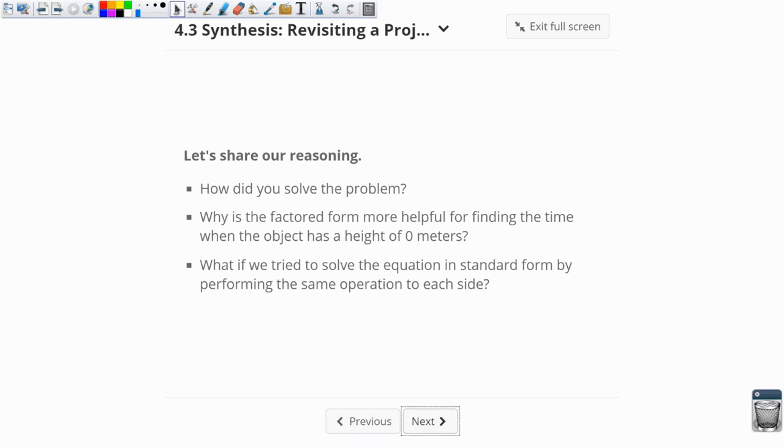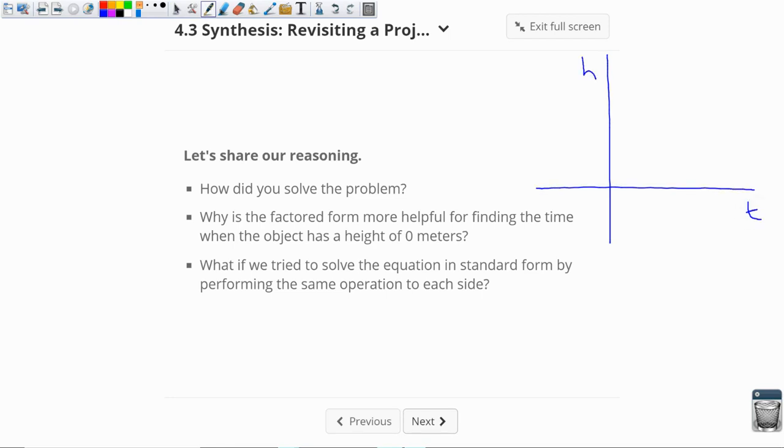All right, how did we solve the problem? Well, we set each factor equal to 0. Why is factored form more helpful for finding the time when the object has a height of 0? Well, here is our height, and this is time. If I want to know when the height is 0, here the height is 10, 9, 8, 7, 6, 5, 4, 3, 2, 1, 0. Height is 0 right here on the ground. So if I can figure out what my x-intercepts are, that can tell me where the height is 0.